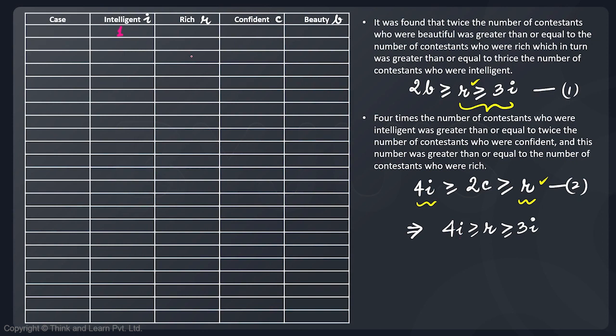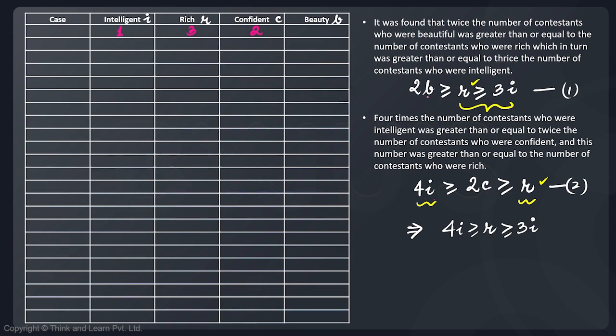If I put the value of I as 1, R goes from 3 to 4. So R could be 3, right? And if R is 3 and I is, sorry, I is 1, so this is 4 and this is 3. So the only possible value of C such that it is greater than equal to 3 and less than equal to 4 is going to take 2. And when I is 1, this is 3, R is 3.